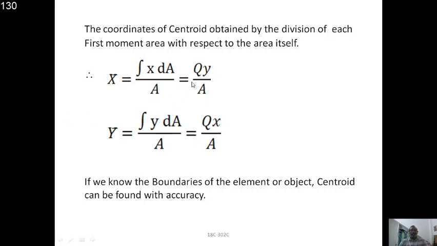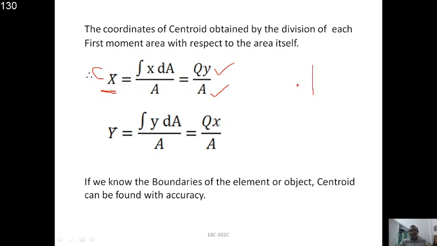So see the same thing here. Therefore, this is the moment of an area about the x-axis and about the y-axis, divided by area, so that you will get the coordinate of the centroid, x bar, or it can be cx or x bar.